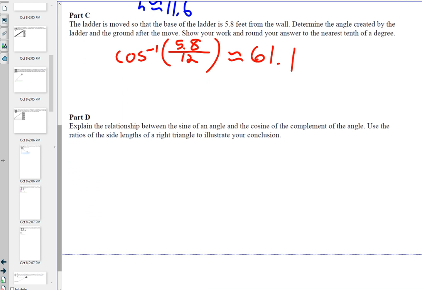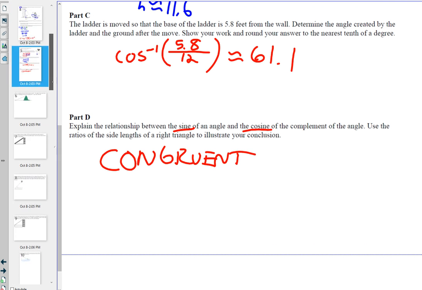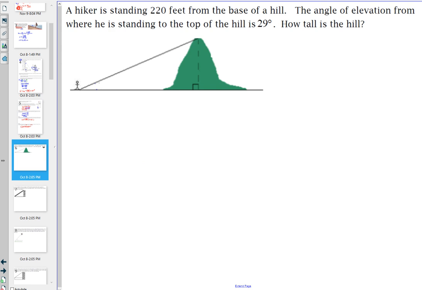Explain the relationship between the sine of an angle and the cosine of its complement. They're congruent, sure. What is the relationship between the sine of one angle and the cosine of the other one? We should be able to do at least one more. You need to know how to spell congruent. You can sound it out.